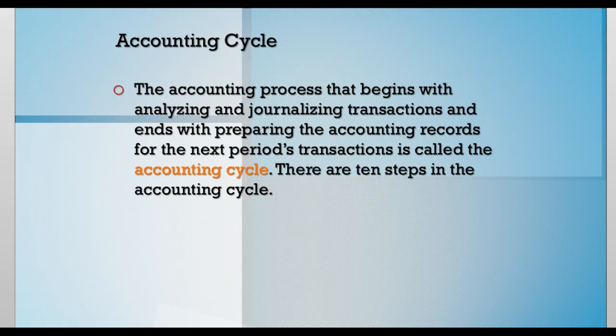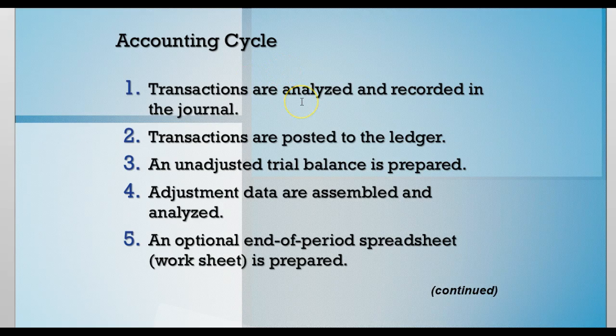There are 10 steps. 1. Transactions are analyzed and recorded in the journal. 2. Transactions are posted to the ledger, and then you pull off the unadjusted trial balance to make sure the balances are in balance. Then you do the adjustments. Remember, you have to look for accrued revenues and expenses, unearned revenues, and depreciation. Then you would pull off an end-of-the-period spreadsheet.